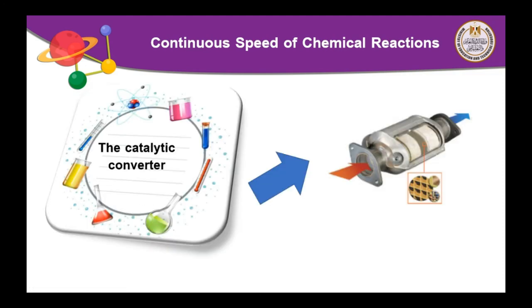We have one live application on this lesson. We agreed that we have factors affecting the speed of the chemical reaction: four factors: nature of reactant, concentration of reactant, temperature, catalyst or enzymes. And we will talk about one of the live applications on the speed of the chemical reaction, which is called the catalytic converter. The catalytic converter, as you see in front of you in the picture, consists of what?